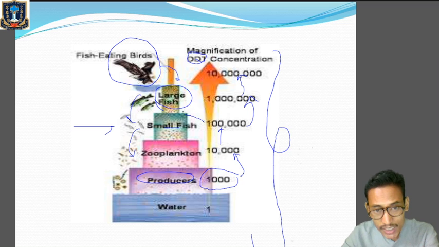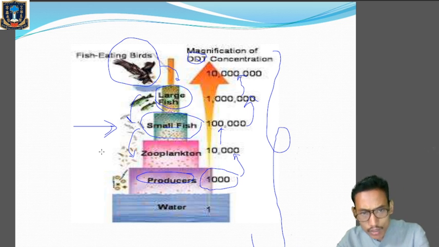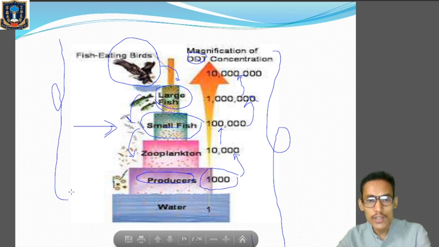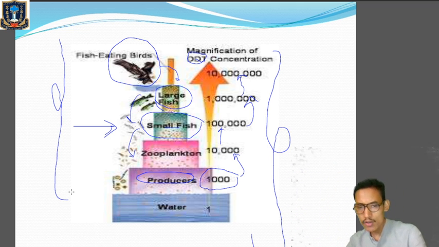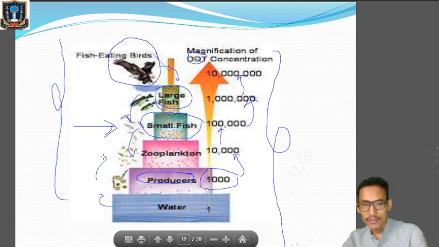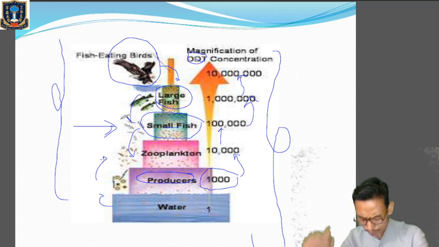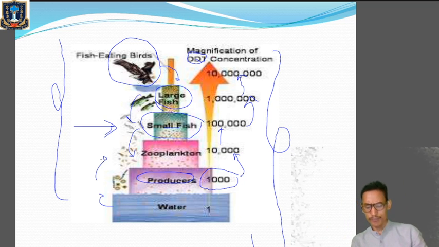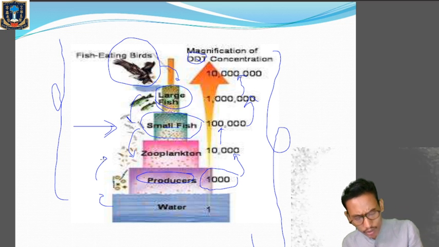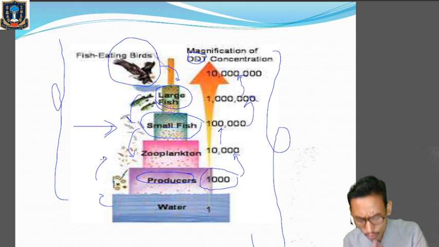But when we think of the increase in concentration only in one organism, let's say in the small fish, the increase in concentration of pollutants in one organism in a food chain is called bioaccumulation. But when we consider the entire trophic levels in a food chain, and the increase in concentration of DDT from one trophic level to another, then it is called biomagnification. So kindly go through the difference between bioaccumulation and biomagnification.